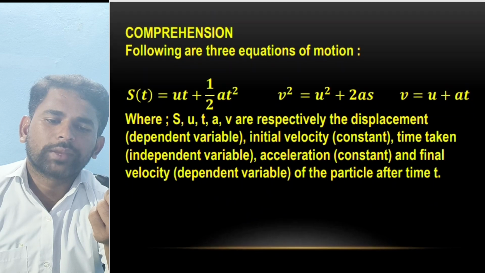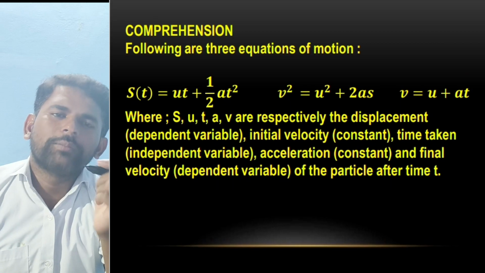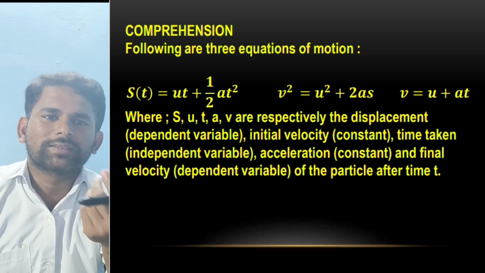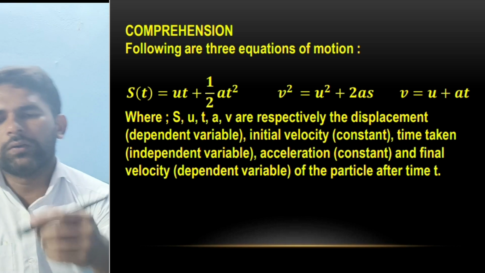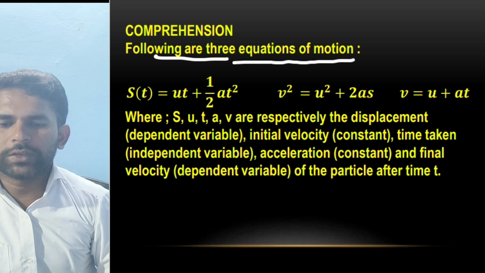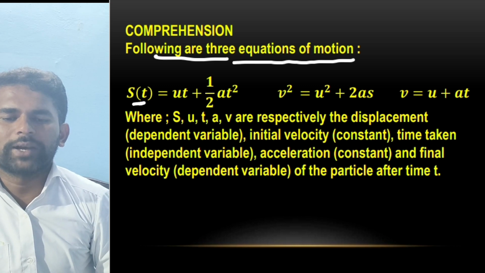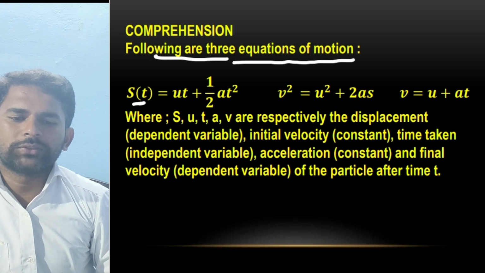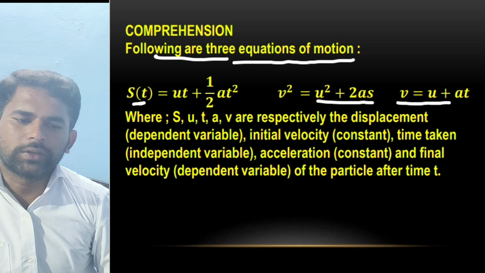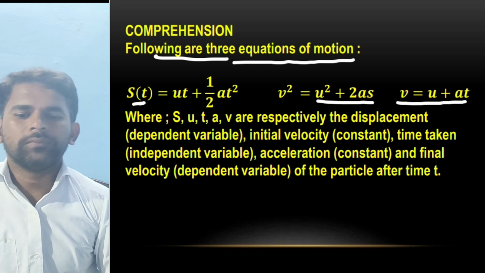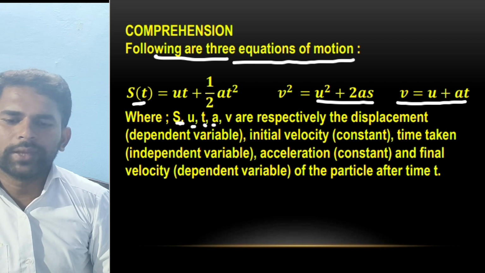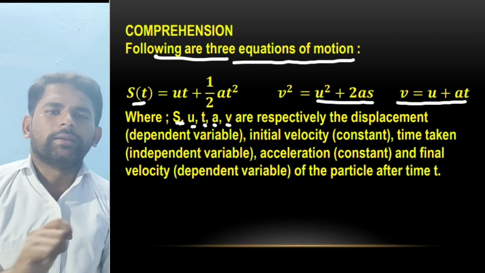What are they asking? There is a given comprehension. It means a story type is given. It means some formula is given and they are asking some related problems. Okay. Now what is given here? Following are the three equations of motion. So the first equation of motion given here is s is equal to ut plus half at square, and the second equation of motion given is v square is equal to u square plus 2as, and the third equation given is v is equal to u plus at, where s is the displacement, u is the initial velocity, t is the time, a is the acceleration, and v is the final velocity.